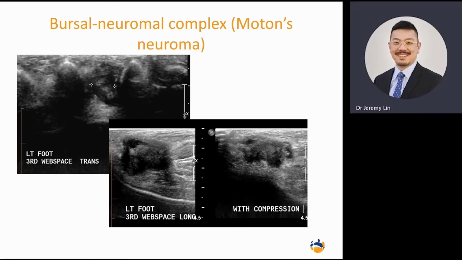So just some imaging examples. These are ultrasound images of the bursal neuromal complex in the third web space, where you can see that center area of thickened intermetatarsal nerve with surrounding hypoechoic bursitis. You can see how the heads of the metatarsals are splayed. And you can see that with compression, it's not really compressing down, indicating that this is not just a simple bursitis. And then what we can do is slip a needle straight into this bursal neuromal complex, and inject into and around it to reduce the inflammation.